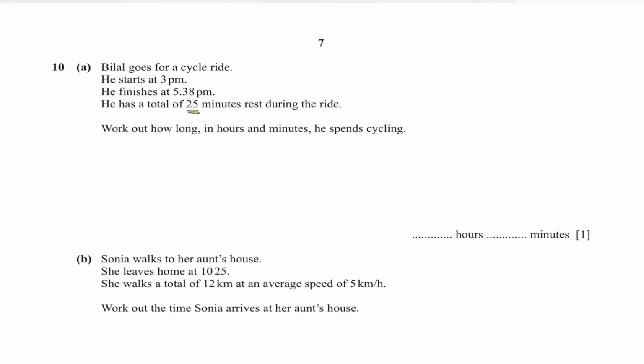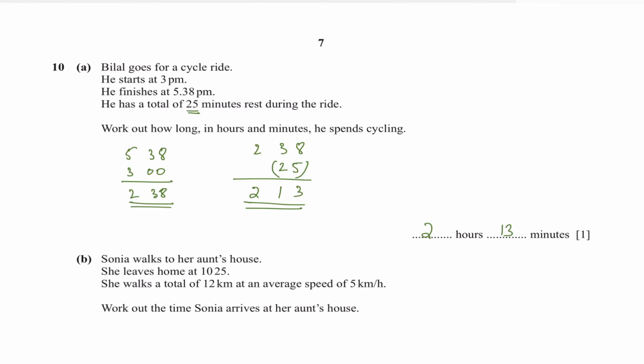So the first thing we can do is figure out the difference between 5:38 and 3 p.m. So that's going to be 2 hours and 38 minutes straight away. Out of these 2 hours and 38 minutes, he spent 25 minutes resting. So from this 2 hours and 38 minutes, I'm going to deduct 25. So that means 2 hours and 13 minutes is the amount of time he spent cycling.